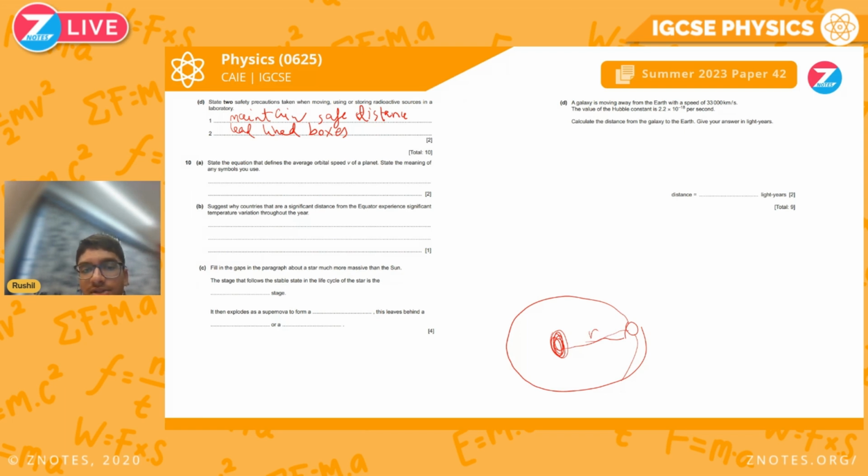So here it's r, which is orbital radius. So distance is 2πr divided by capital T, which is the orbital time period. So for example, for Earth, it's 365.25 days. That's how much time it takes for a year to happen. So we can say orbital speed v is equal to 2πr divided by T, where r is the orbital radius and T is the orbital time period.